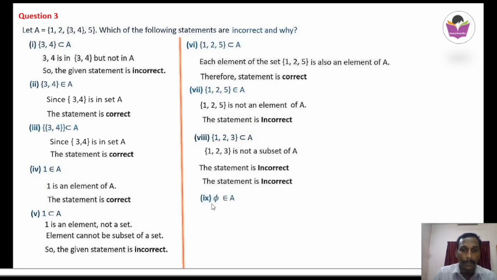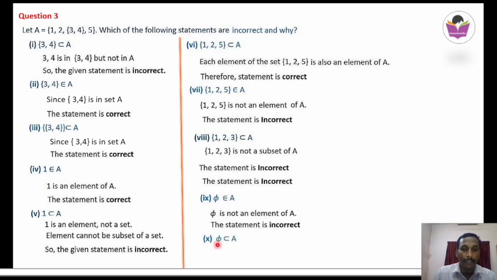Then next is question number 9. 5 is an element of A. So 5 is not an element of A. The elements of A are 1, 2, set 3, 4, 5. These are the elements. If you want to consider 5, we can consider it as a subset, not an element. So 5 is not an element of A. Because of that, the statement is incorrect, because here it is given as element. Actually, it is not an element.